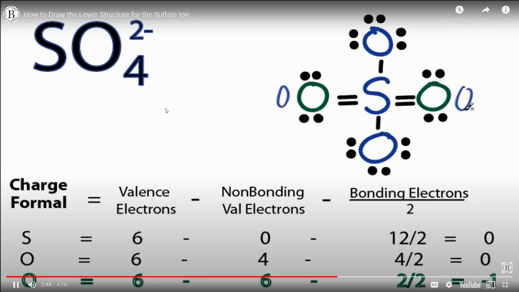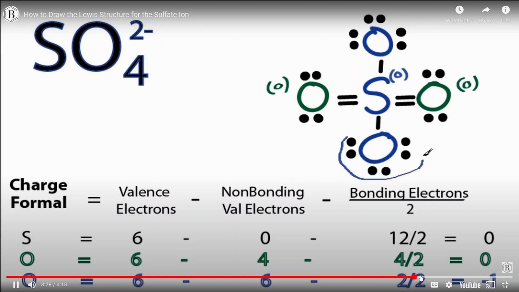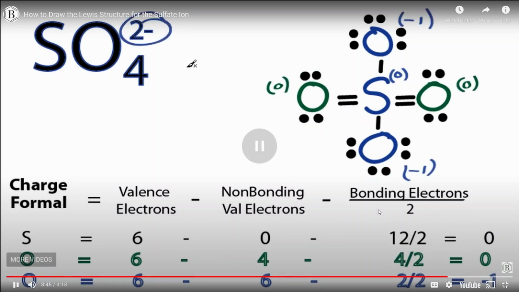We moved electrons from the outside of these 2 green oxygens into the middle to form double bonds. Let's see how that changes the formal charges. So it still totally adds to a -2 charge, but now we have way more zeros in this. This is a better Lewis dot structure for sulfate. And that's what it turns out to be.